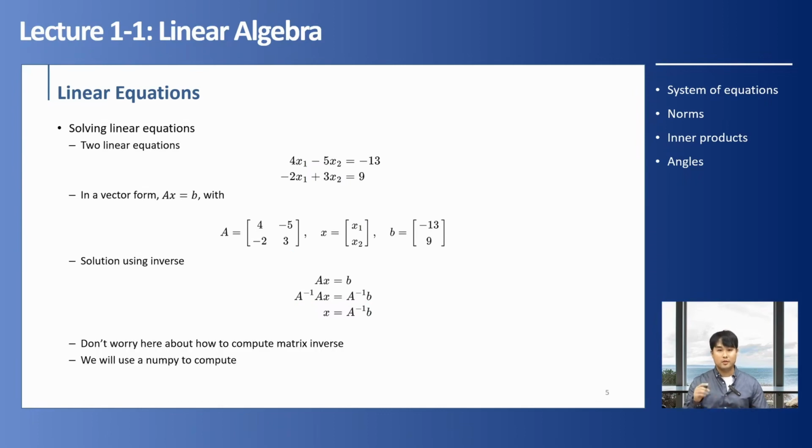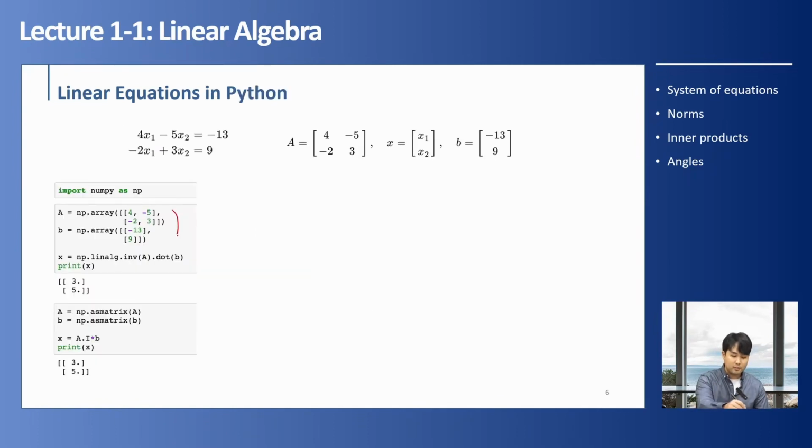The good news is that we do not have to compute the matrix inverse ourselves, but instead we'll be using a Python module known as NumPy. To do this, we first have to define our matrices and vectors into a data type that Python can interpret. We'll be using NumPy arrays to represent our vectors and matrices, and in a NumPy array we represent a matrix in terms of its rows separately. So our first row comes here, followed by our second row, and each row is represented with these brackets.